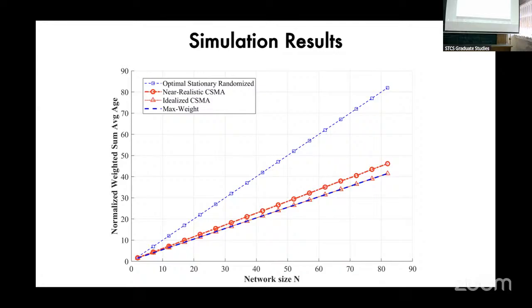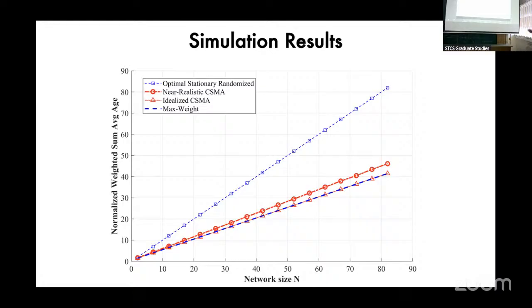The blue policy is the optimal stationary randomized policy. So this is roughly a policy that is centralized, but chooses each source with a fixed probability. It will choose source 1 to transmit with P1, source 2 to transmit with P2, source 3 to transmit with P3. And we'll compute these probabilities optimally by solving a convex program, and we know how to do that. So that is the blue policy. It doesn't really perform very well, even though it is centralized.